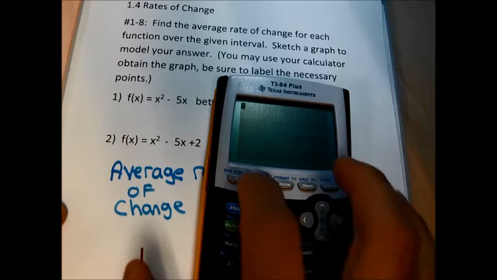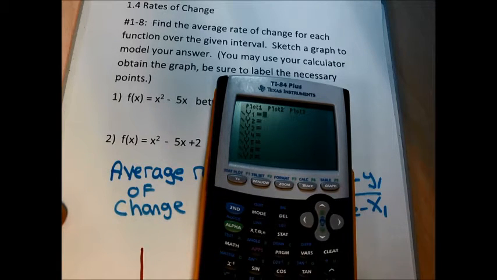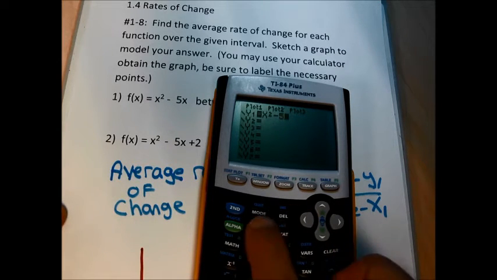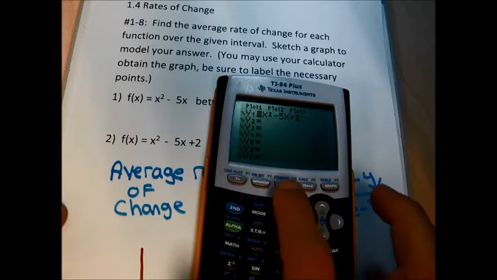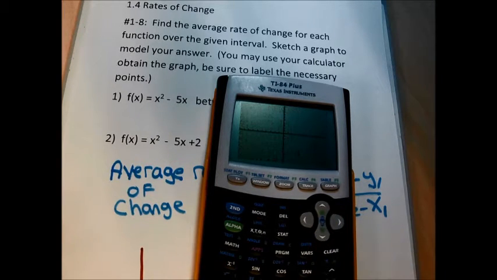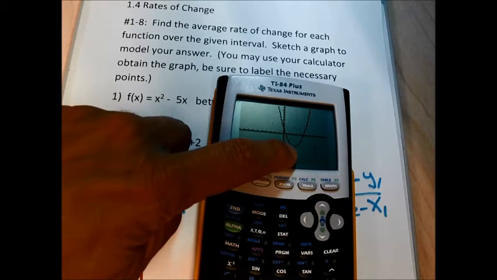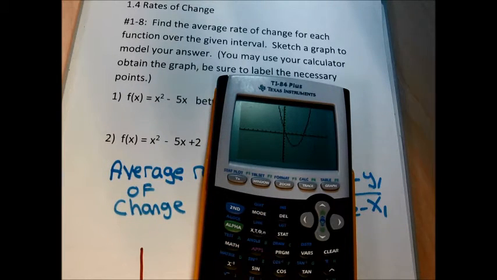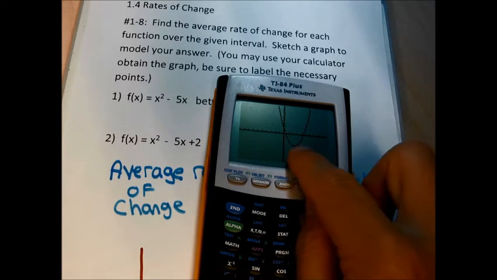So clear y equals clear, and now x squared minus 5x plus 2, zoom standard. This is a picture, just a generic parabola. I'm going to find the coordinate of that vertex. That's another thing you do in college algebra. That vertex is a minimum point.